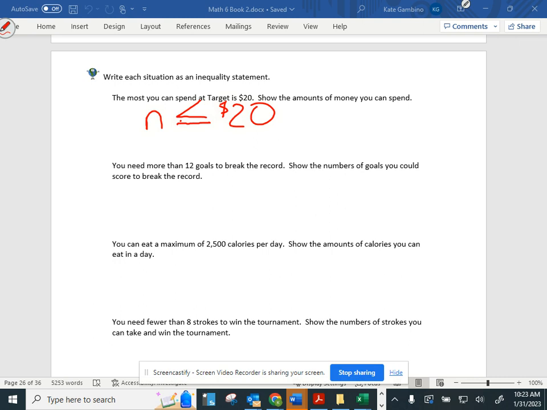So be careful. It's really easy to use the wrong symbol. Look back at your chart, look back at the terms that match up with it, and make sure you're using the correct symbols. So we're going to have some work time now.